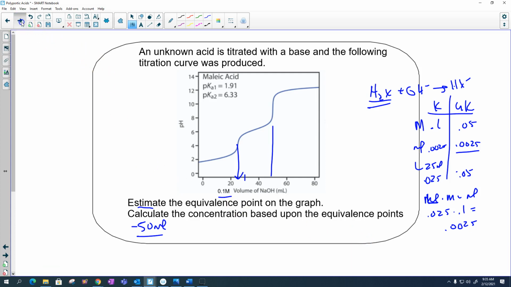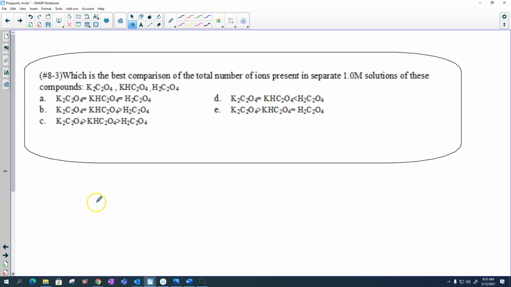All right, let's go to the next problem here, getting towards the end. I think this is our last question here. All right, so which is the best comparison of the total number of ions in separate 1 molar solutions of compounds of the following? This is in your practice test. Well, on this problem here, what do we got? We got 3 different things.